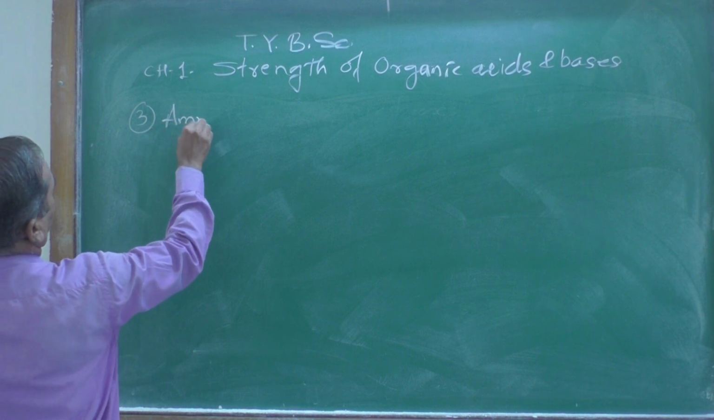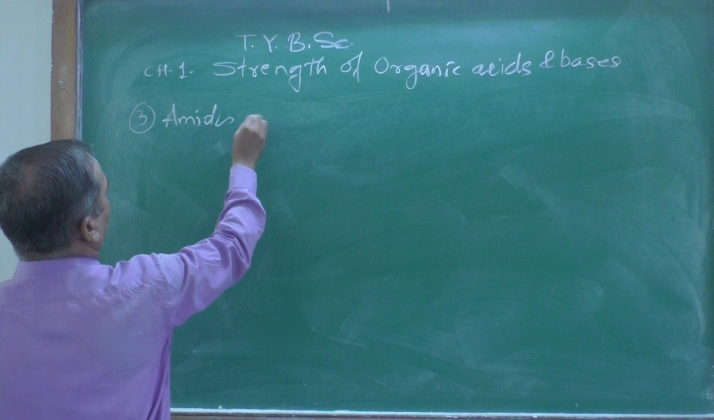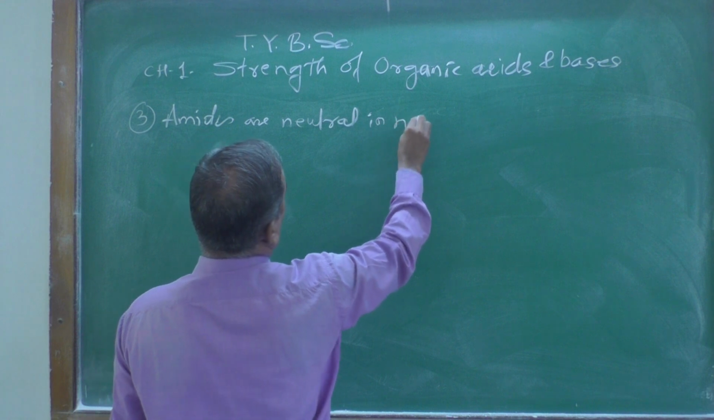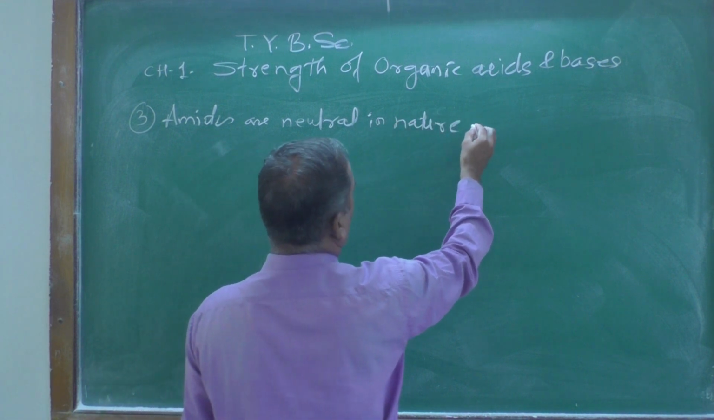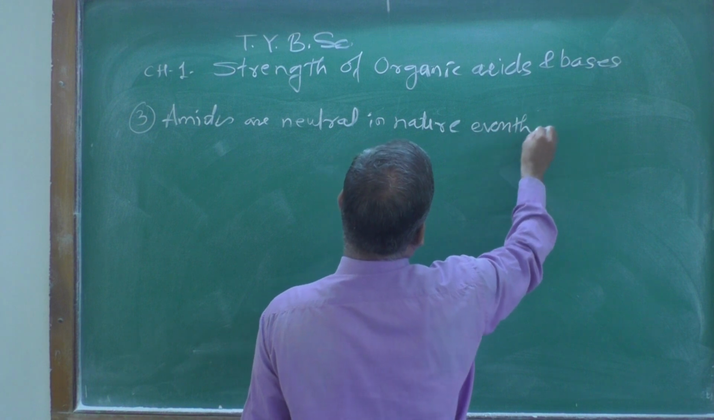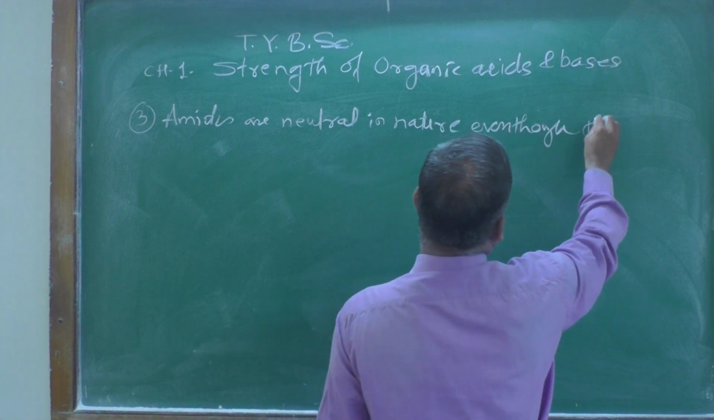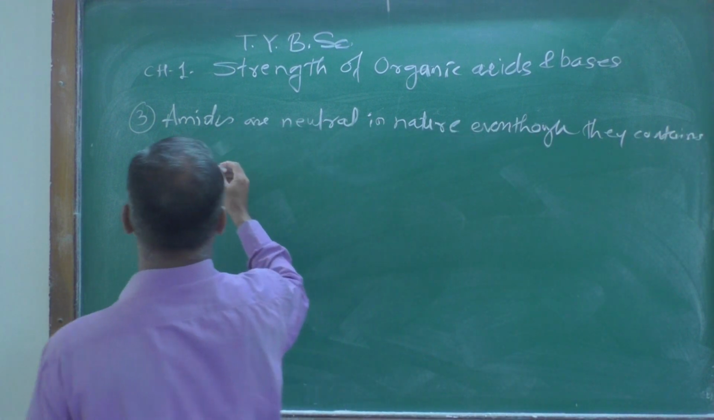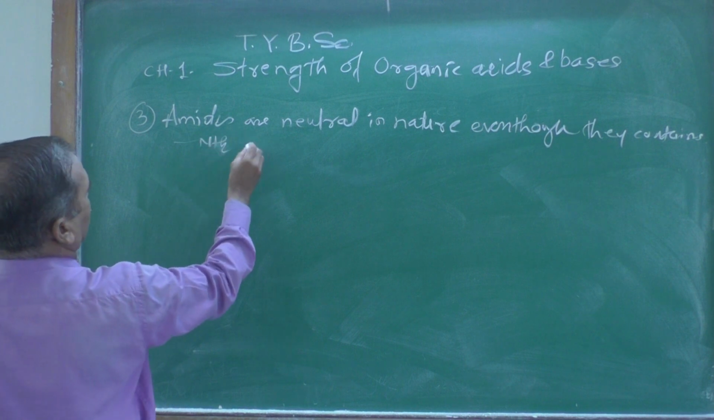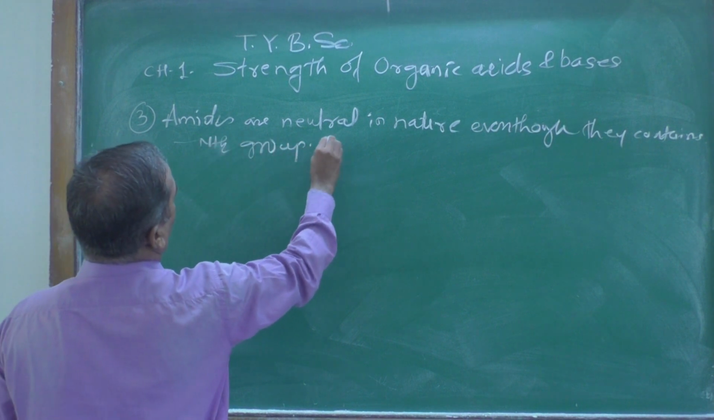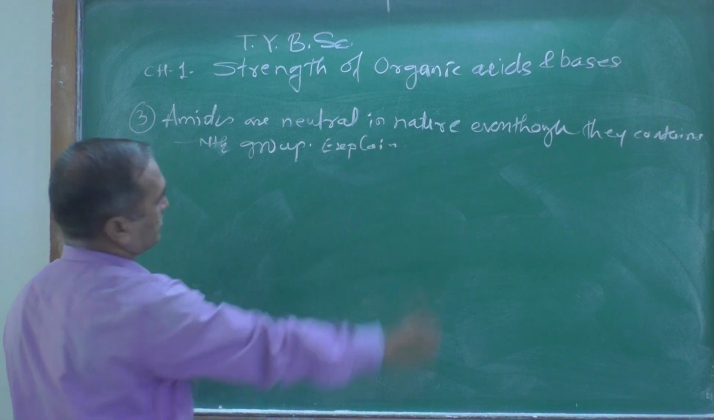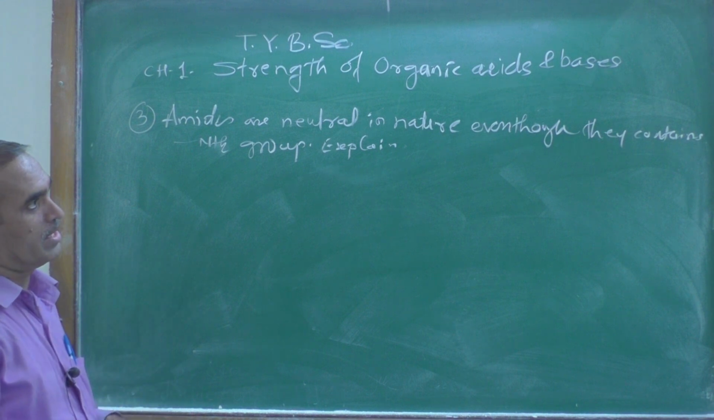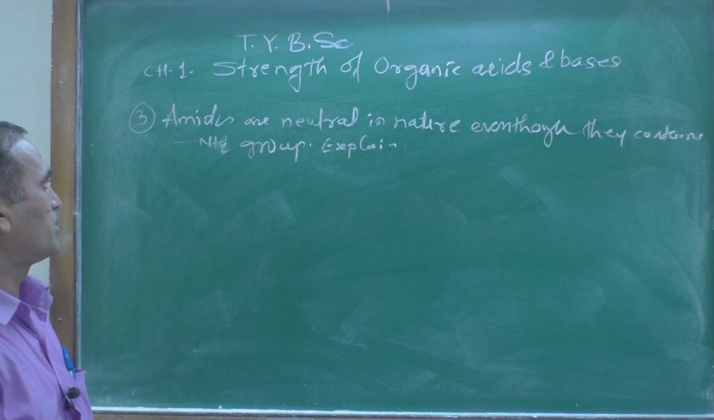Amides are neutral in nature even though they contain the NH2 group. Explain. So, why are amides neutral in nature even though they contain an NH2 group?